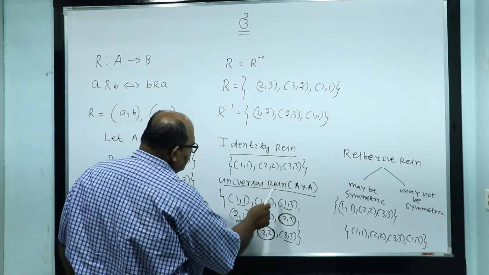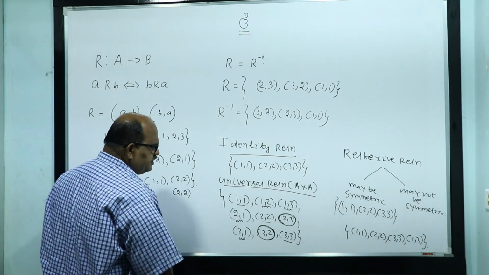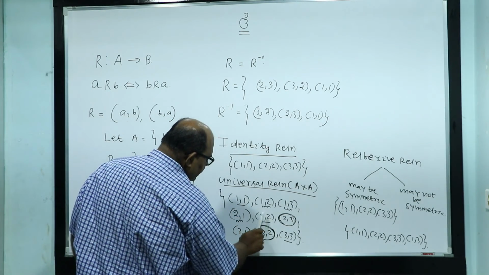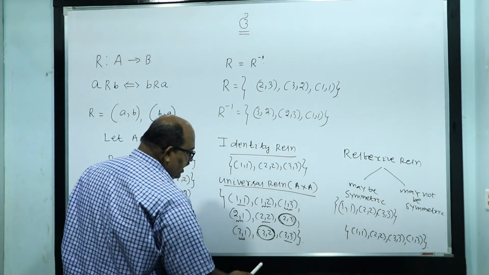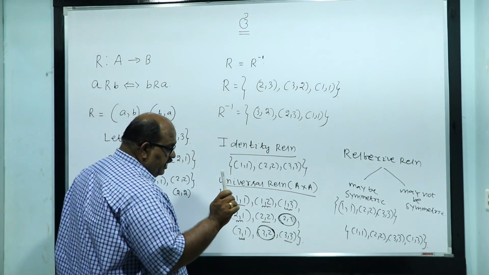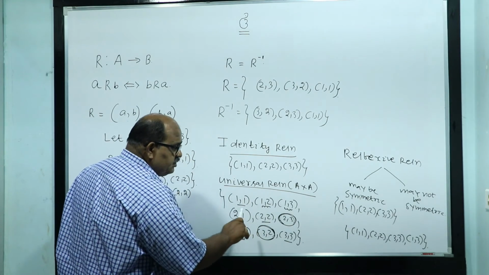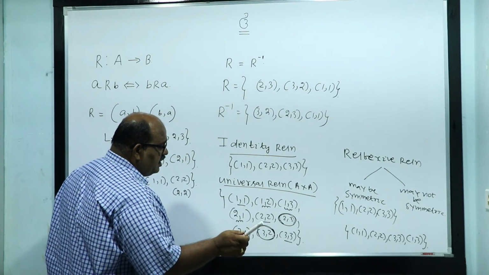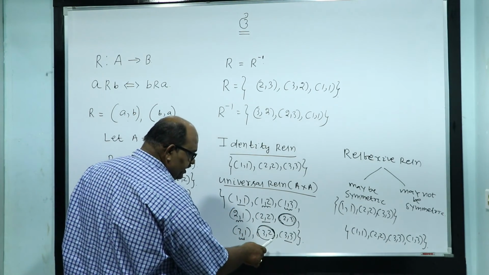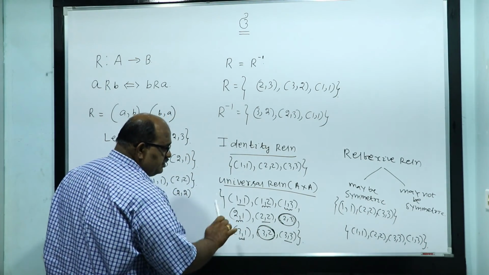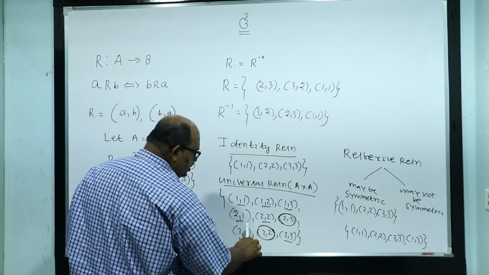So will the universal relation, or A into A, be symmetric or not? Let's see how to check whether every ordered pair fulfills the symmetric condition. If at least one ordered pair is present which does not obey the symmetric condition, then the relation is not symmetric.